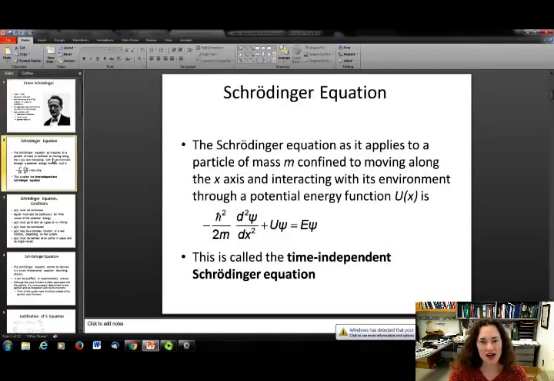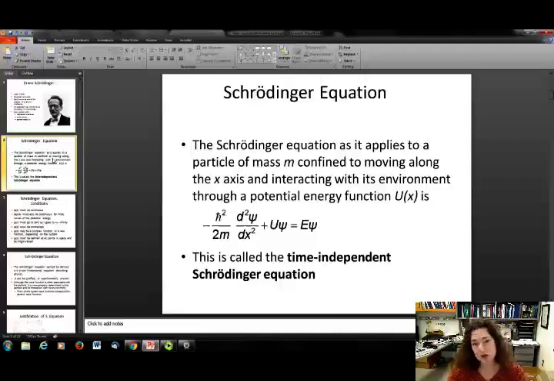So the Schrodinger equation is shown here. It's negative h bar squared over 2 times the mass of your particle times the second derivative of the wave function in space, plus the potential energy that the particle is subjected to, U, times that wave function again, and that's all equal to the energy of the particle times the wave function. So it's for a particle of mass m moving in one dimension here. Of course, Schrodinger's equation was in 3 dimensions, but we're going to concentrate on one for now.